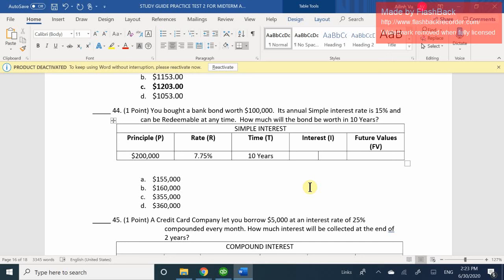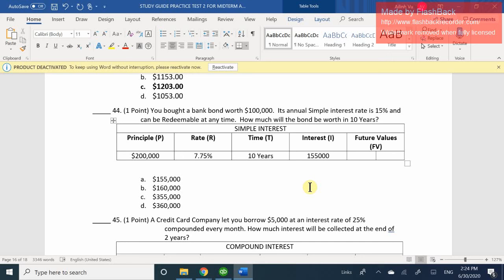Principal times rate times time. Yes, principal times the rate times time. Okay, it's 155,000. Oops, too many fives there. 1, 2, 3. Too many zeros. 155,000. So, what's the future value going to be like then?